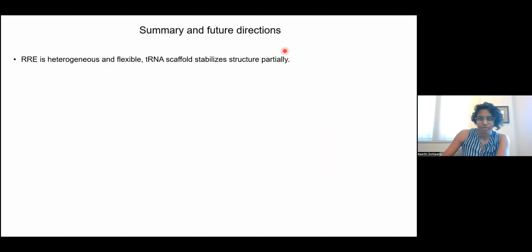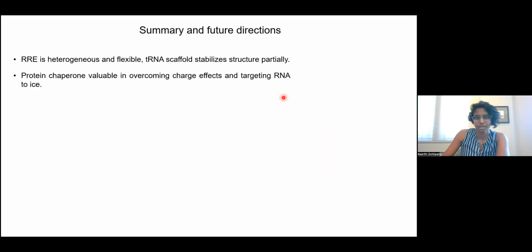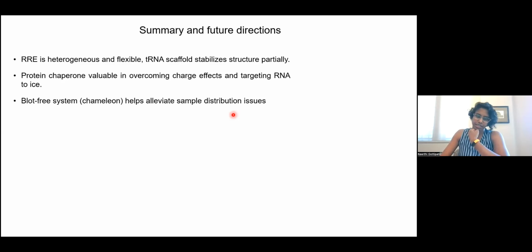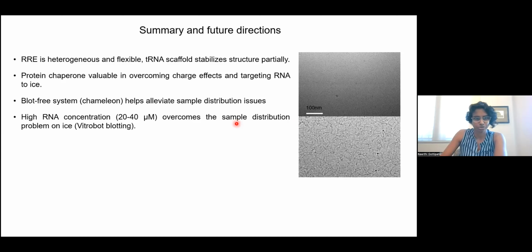So in summary, it's not a surprise that the RNA is very heterogeneous and flexible, but the tRNA scaffold does help stabilize the structure and helps us work with the RNA sample in Cryo-EM settings. The protein chaperone is a valuable approach in overcoming the charge effects and targeting the RNA to the ice. We might have to fine tune the way we do this with the protein chaperone. The blot-free system is excellent in alleviating sample distribution issues.